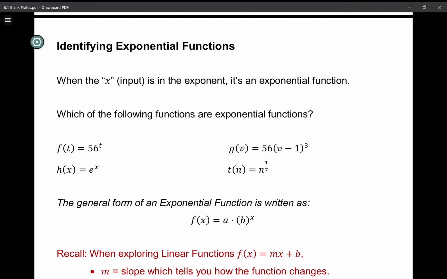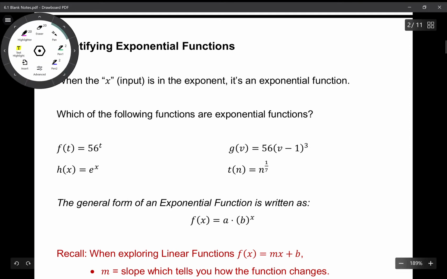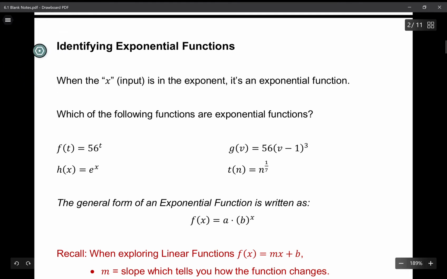How about f of t equals 56 to the t? Yep, that's an exponential function because your variable is up in the exponent. And e to the x, yep, also an exponential function. We're going to be talking about this one later. 56v minus 1 cubed, nope, not an exponential function. The variable is not in the exponent. And likewise, t of n, not an exponential function, because the variable is in the base. 1/7 is the exponent.